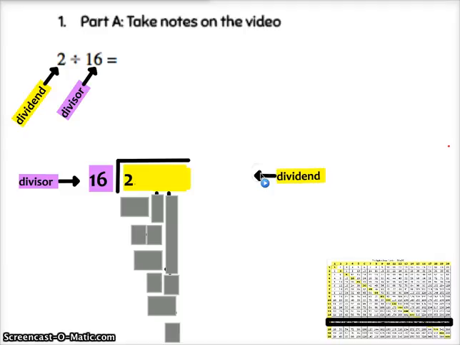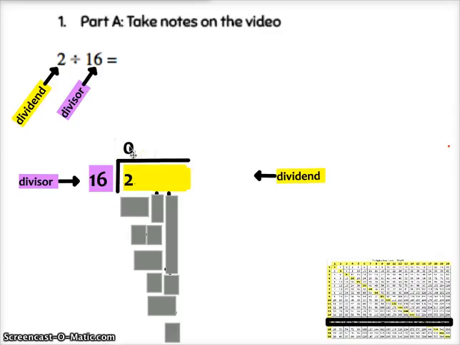To begin dividing, I have to ask myself the question, does the divisor 16 evenly divide into 2? And the answer is no. In fact, 16 doesn't go into 2 at all because 16 is larger than 2. So up here in the ones place, I will put the number 0 to represent the fact that 16 goes into 2 0 times.